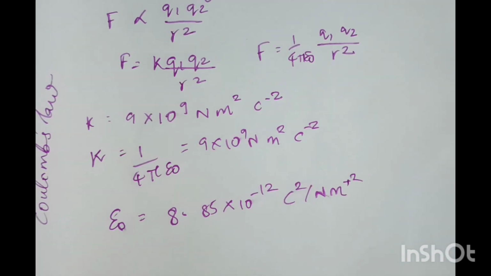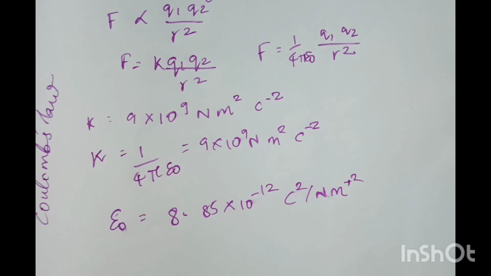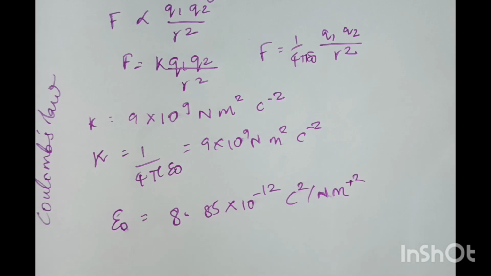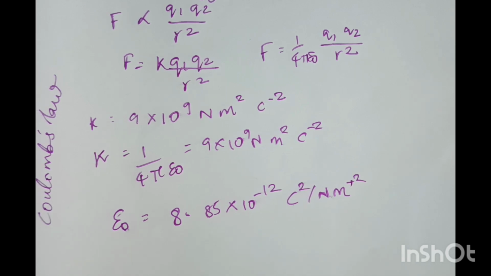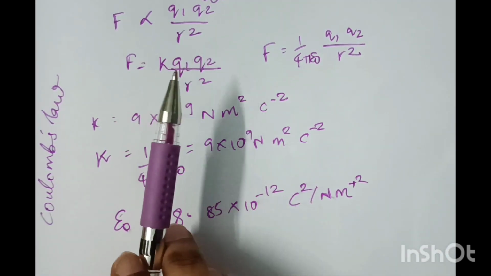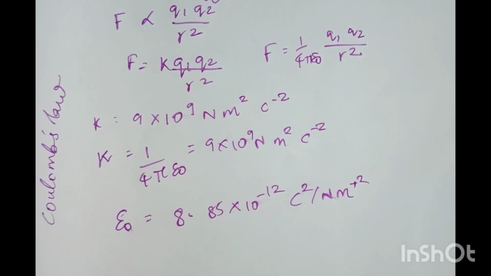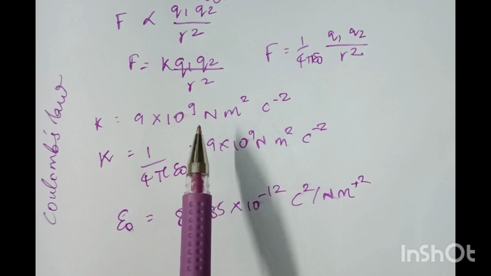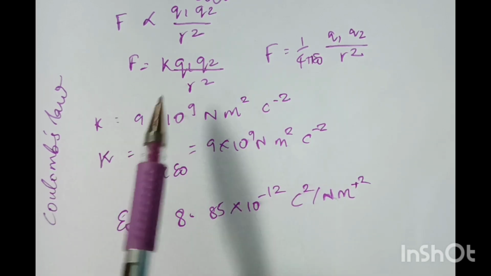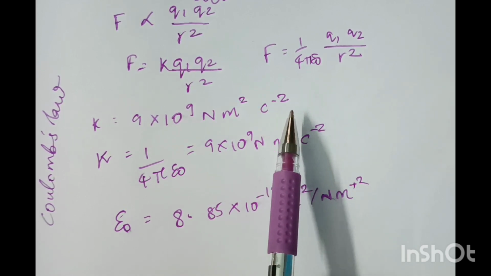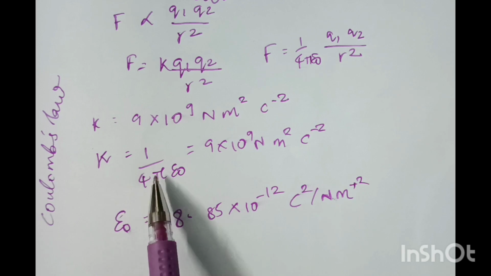So now let us see Coulomb's law. If there are two stationary point charges q1 and q2, they repel or attract each other with a force that is directly proportional to the product of the charges and inversely proportional to the square of the distance between them. This is called Coulomb's law, and this force acts along the line joining the two charges. So F = K q1 q2 / r², and the value of K is found to be 9 × 10^9 newton meter squared per coulomb squared, and K is also equal to 1/(4π ε0).